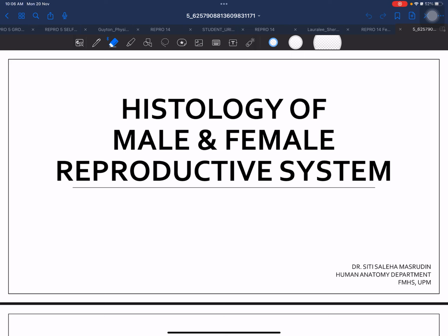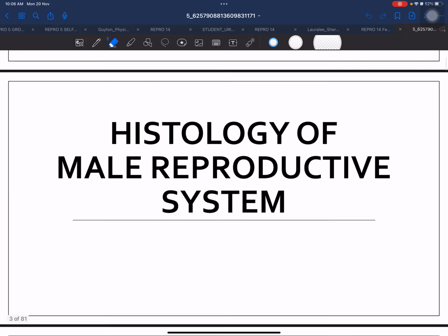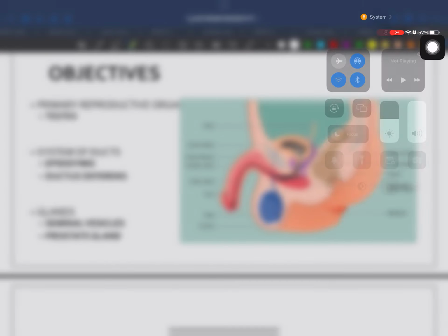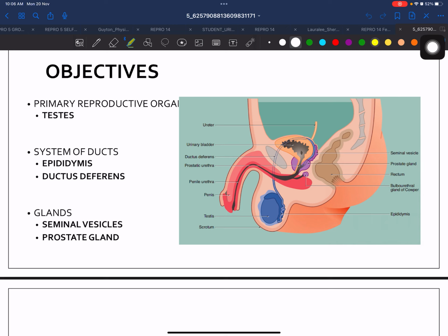So first we go to the male reproductive system. This is just a recap for you. The primary reproductive organ is the testis, which produces the sperm. The duct system is the epididymis and the ductus deferens, and the glands are the seminal vesicles and the prostate gland. So these are the 5 structures that you need to understand well.